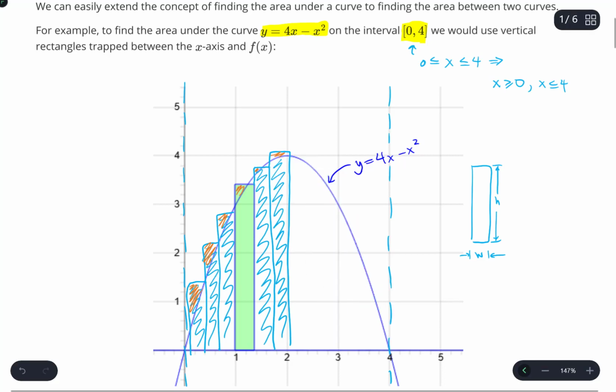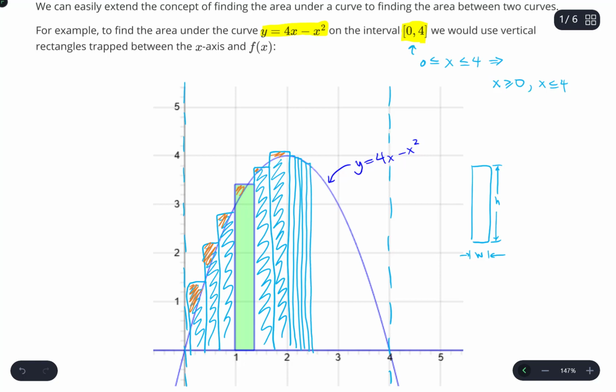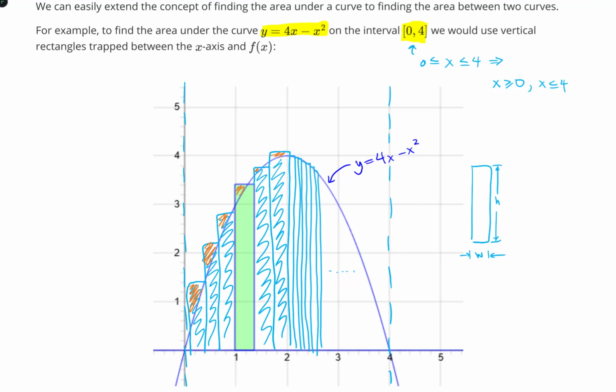So as the rectangles become smaller, then that extra amount that goes above the curve reduces. And therefore, we get a better approximation. So the more rectangles we use, the better the approximation ultimately becomes, until we get to the point where we've used so many rectangles that we can't fit any more in there, and we end up with basically the exact area under the curve.